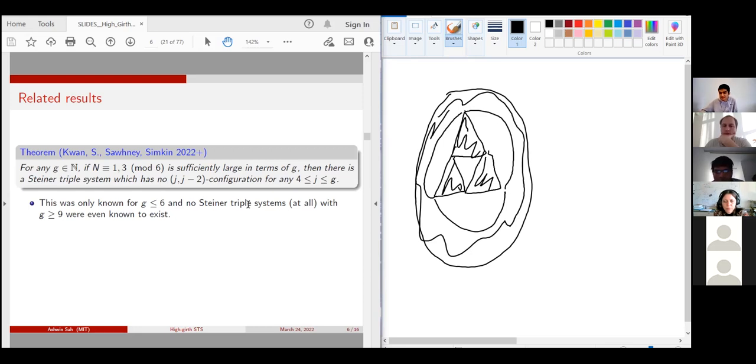I think it's Lefman, Redl, Phelps. It's not Lineal. You're right. It's Lefman, Redl, Phelps. Yeah, that's right. I was thinking of a different word. And I think it's log n over log log n is what they get. So G can be at most log n over log log n. What they prove is that in any Steiner triple system, there is a j, j minus 2 configuration where j is at most c log n over log log n.